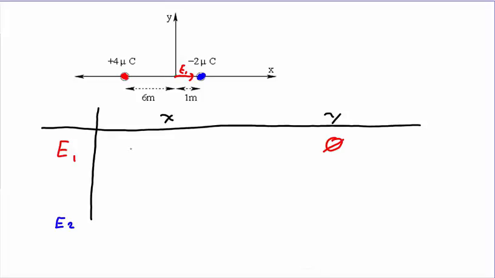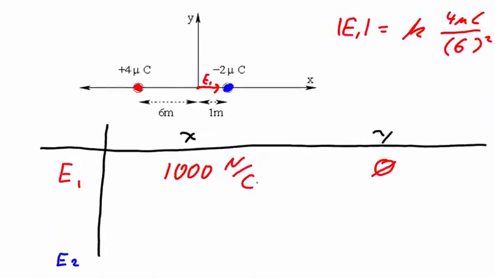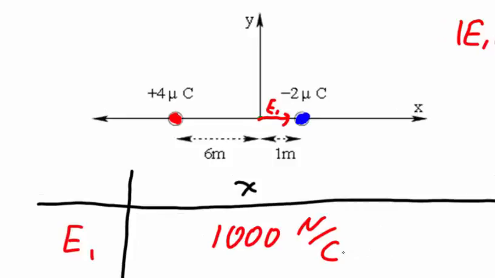We know that, as always, any electric field will have a magnitude that is equal to K times the charge that generates the field, in this case 4 microcoulombs, divided by the distance squared. Based upon the figure, we can see that the distance is 6, and we need to square that distance. Plugging in the numbers, we find that E1 is 1,000 newtons per coulomb. Looking at the diagram, we recognize something else about E1. E1 is pointed in the positive x direction, so E1 clearly has a positive x component.